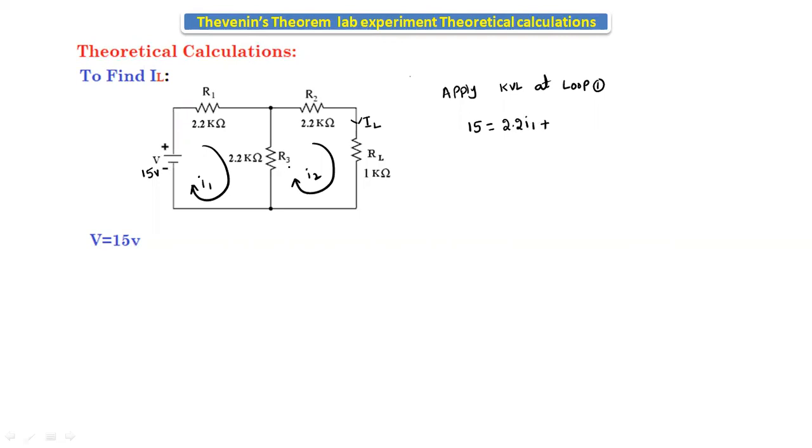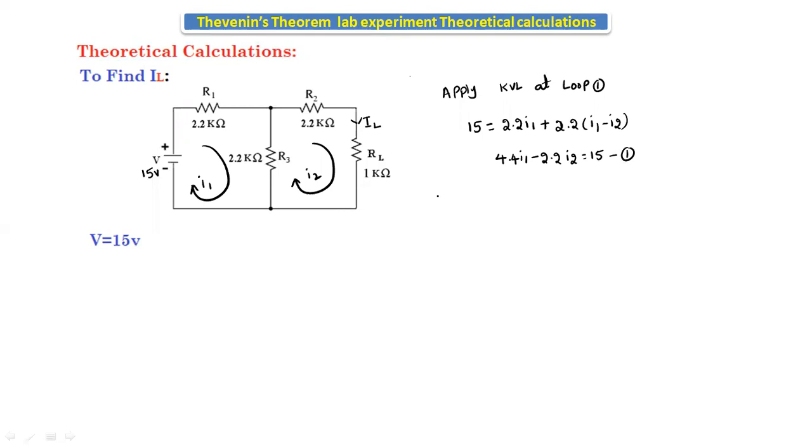2.2 into I1, but for this 2.2 kilo ohm resistor, as it is a common resistor for loop 1 and loop 2, and both the currents are flowing in the opposite direction, that's why it is 2.2 into I1 minus I2. If we simplify this, we will get 4.4 into I1 minus 2.2 into I2 is equal to 15. It is equation number 1.